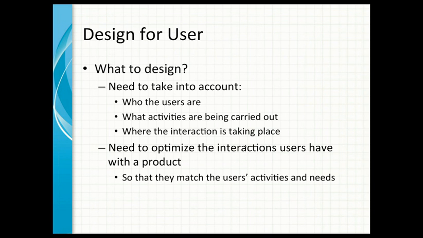So first of all, when you're designing, you have to think about what to design. You have to take into account who the users are. So come up with user profiles. Do some research. What activities are being carried out? Actually interview the types of people who will be using your software. Where is the interaction going to take place: at home, in an office, in the car, on the move? You need to optimize the interactions users have with a product so that you can match the user's activities and needs. This, I'm telling you, is rarely done.